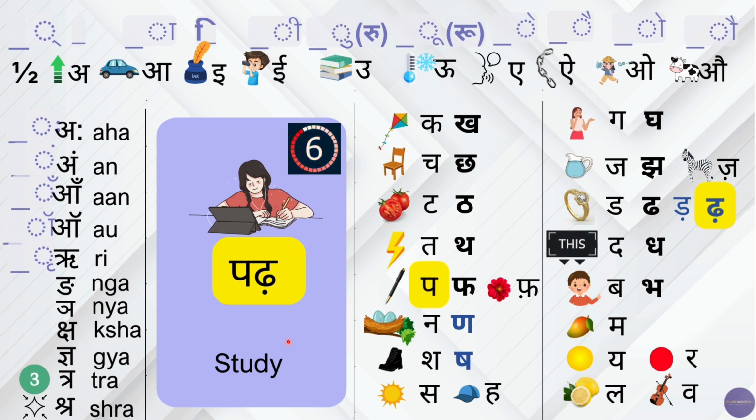This word means to study. Pen, p, and the r sound, as in diamond, d, dh, r, r. So it's the r sound joins together to make padh. Padh. So we pronounce it as padh.